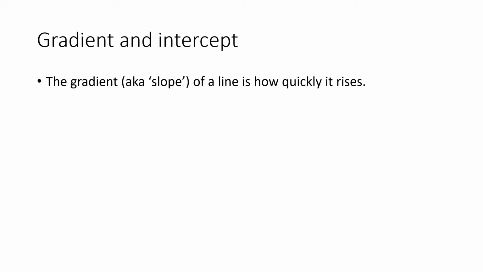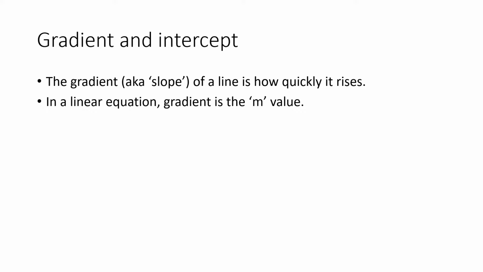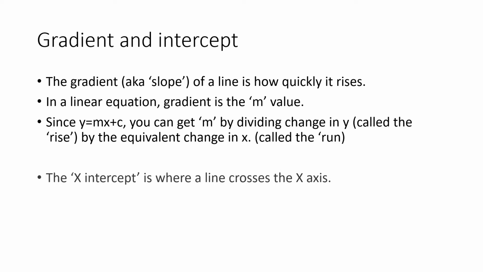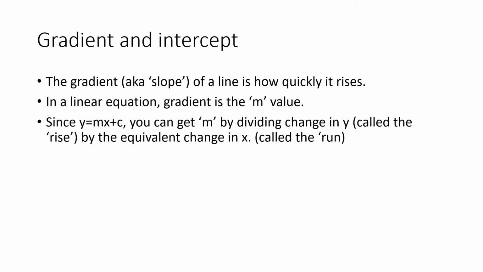So the gradient or slope of a line is how quickly it rises. If you've got a linear equation, the gradient is the m value. So since y equals mx plus c, if you take the change in y and the change in x, if you happen to know how quickly it moves along the x and y axis, you can rearrange that formula. So what you do is get the change in y divided by the change in x. The change in y is called a rise because it rises up the y-axis, and the change in x is called a run. Divide them together, you'll get m, or the slope or gradient.